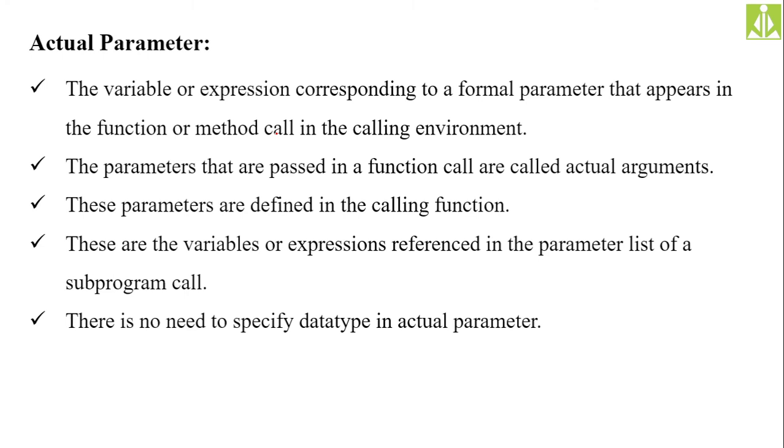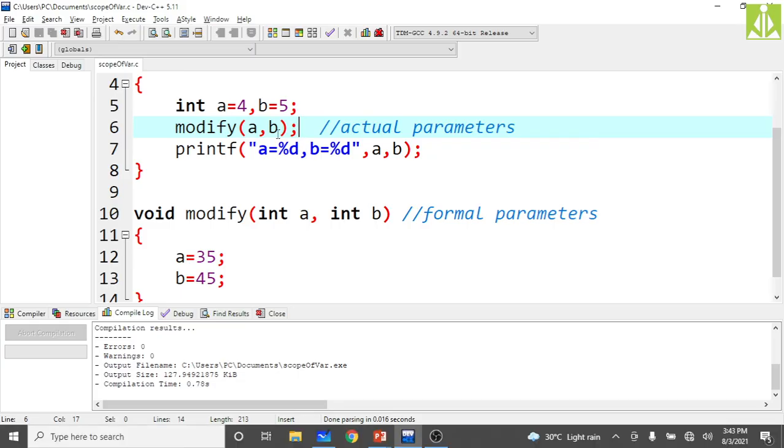When you are calling the function, where you are specifying the actual parameters, you need to specify only the variable names. No need to specify the data type of those variables. That's the reason when I'm calling my modify function, I specified only a comma b. I have not specified any data type associated with this a comma b.